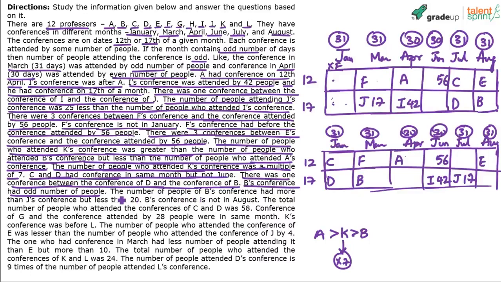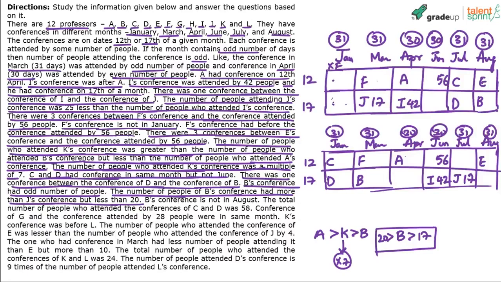The number of people at B's conference was more than J's conference but less than 20. Do we know J's value? J is 17. He says B is greater than 17 but less than 20. You understand? Why greater than 17? Because the number of people in B's conference were more than J. J is 17, so B is greater than 17. But B is less than 20.